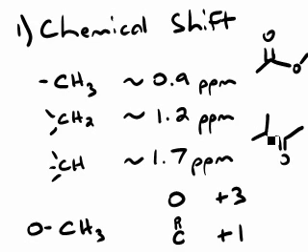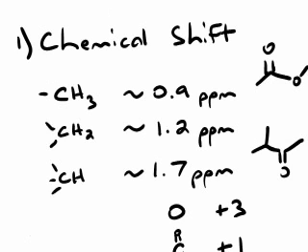What about the following case? This carbon right here is a CH group. CH, 1.7. Next to carbonyl, plus 1. 1.7 plus 1 is 2.7. We expect this to be 2.7. This here would be 0.9 plus 1, 1.9.